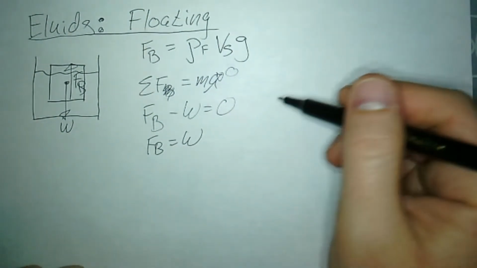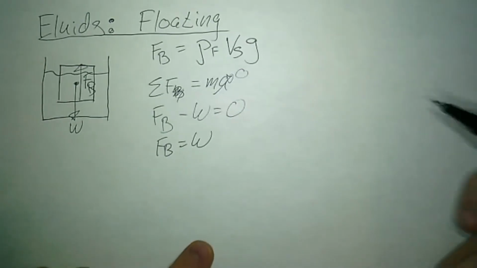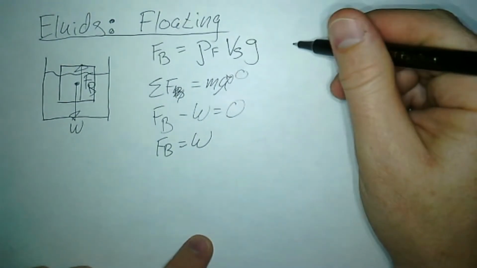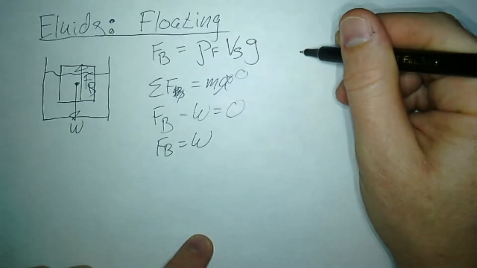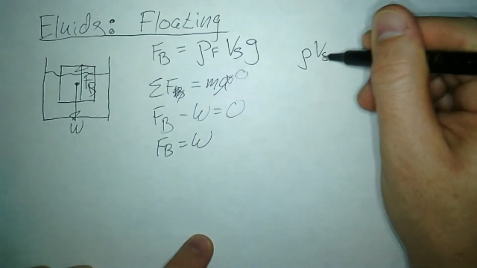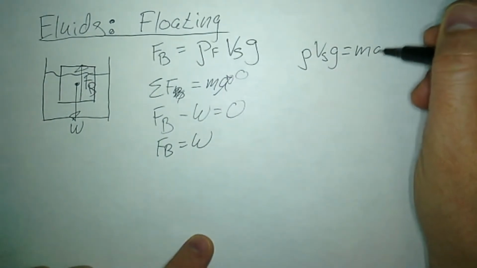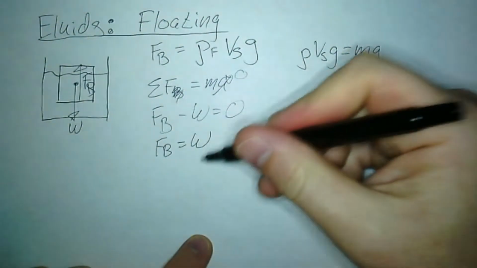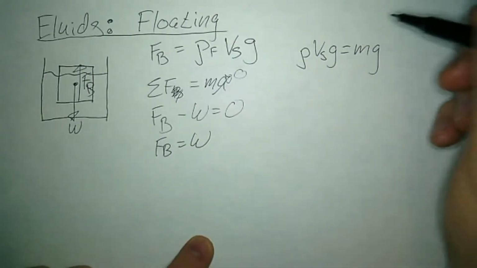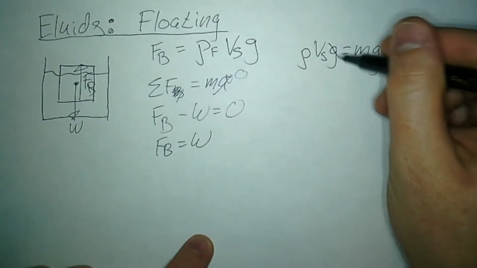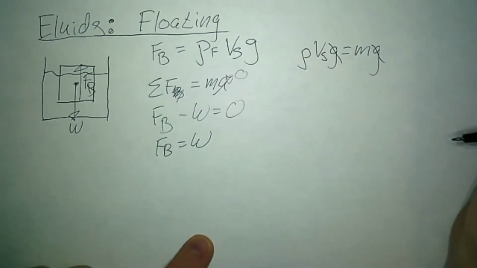So let's come over here to the right side, and we'll do it over here. So the buoyant force equation is rho Vs g, which I just wrote to the left a second ago, but that's going to equal mg now because I want it to equal the weight, right? So those g's cancel, right?